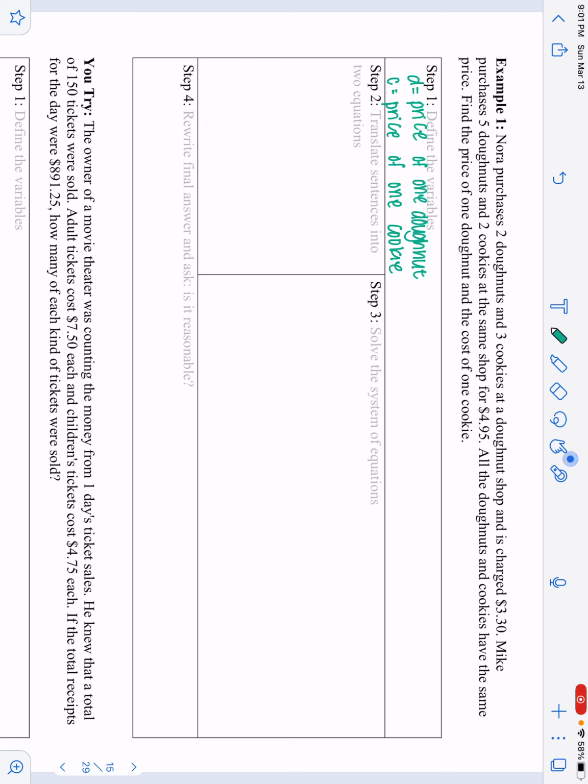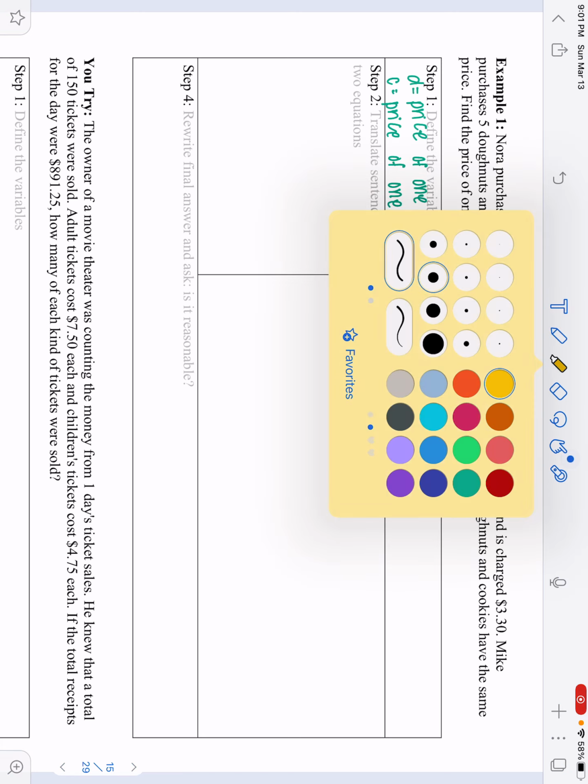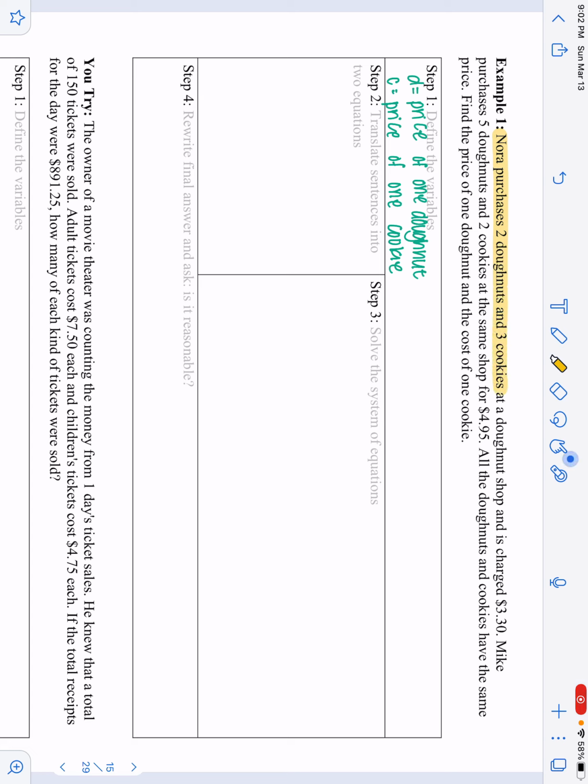Our next step is going to be to turn these pieces into equations. So let's go ahead and start with Nora. I have Nora purchases 2 donuts and 3 cookies at a donut shop and is charged $3.30. So I'm going to translate that into this yellow highlighted portion here. 2 donuts, so 2 times D, plus 3 times C, since she bought 3 cookies, is going to equal $3.30.